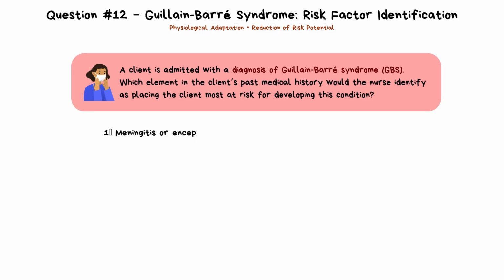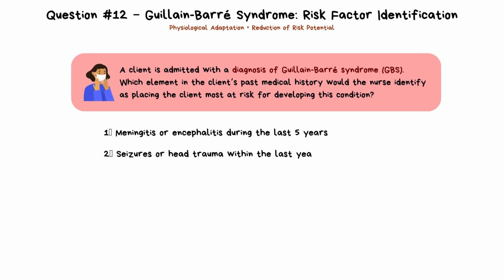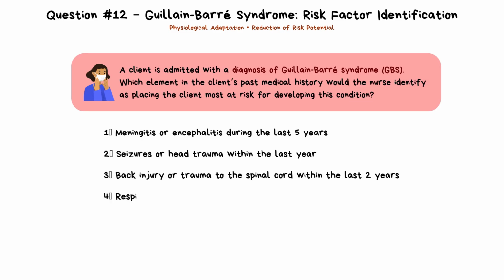Option 1. Meningitis or encephalitis during the last 5 years. Option 2. Seizures or head trauma within the last year. Option 3. Back injury or trauma to the spinal cord within the last 2 years. Option 4. Respiratory or gastrointestinal infection during the previous month. Think about the timeline. What usually happens before the first signs of Guillain-Barré appear?